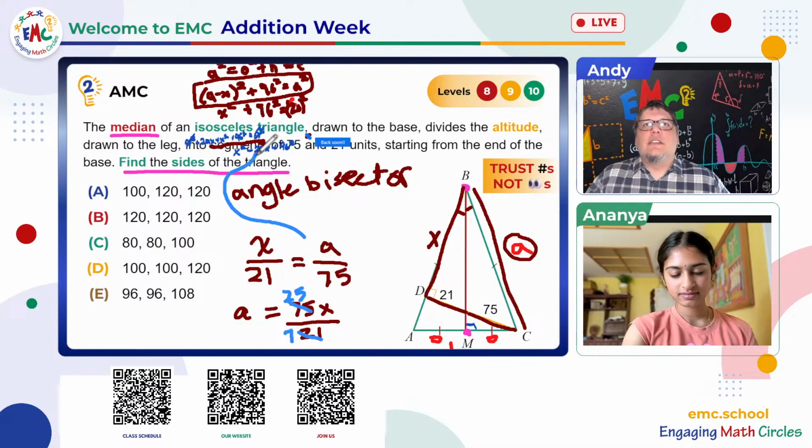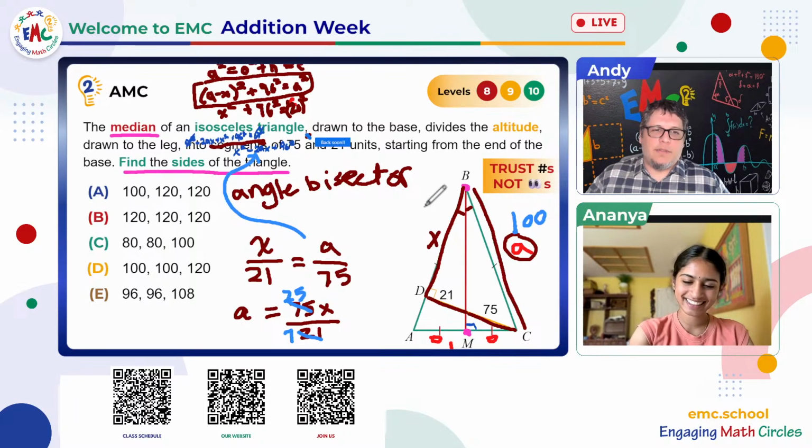So we got 25/7 x. We put this in here, and for the sake of time, we're going to find out that this is 100. I skipped a lot of algebra because I don't want to spend too much time on one question.